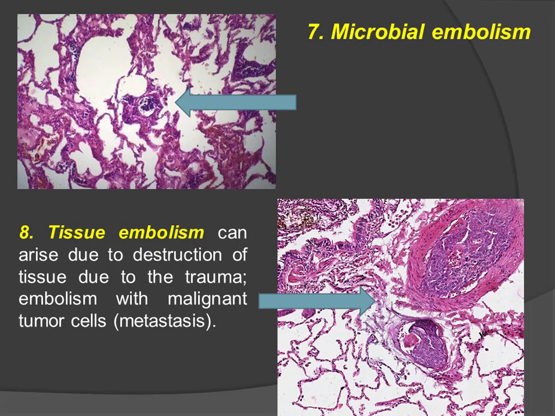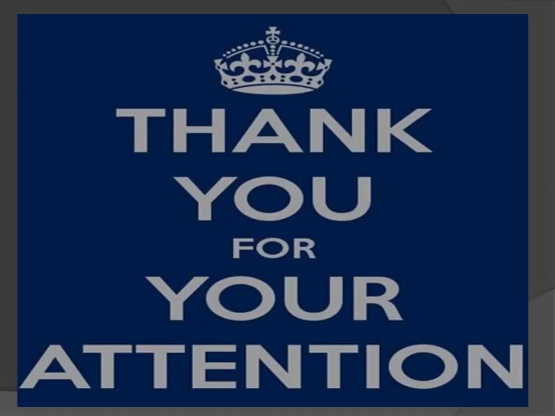And last, cellular or tissue embolism. Causes are tissue damage due to trauma or disease, fragments of the heart valves in ulcerative endocarditis, brain trauma, amniotic fluid embolism, and embolism by cancer cells or metastasis. Most tissue embolism occurs in the vessels of the greater circulation and less in the vessels of the pulmonary circulation. And thank you for your attention and goodbye.